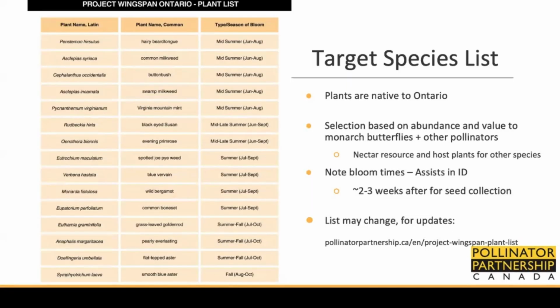So here's our target species list. These species are all considered common in Ontario, but common is a relative term. It's important to note that even if a plant is considered to be common, it might not be found everywhere. So always do your research. Go to our website for the most updated list because the needs of collecting species from this list might change over time.